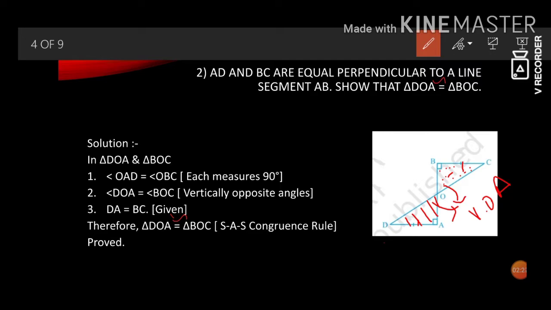Then angle OAD and OBC are each of 90 degrees. So both the angle points are done, and DA is equal to BC. So the sides DA and BC are equal. Since these two angles do not contain the side, it will be angle angle side congruency rule. Since there are two angles and one side and the side is not included, it is the angle angle side congruency rule. So our congruency is proved.